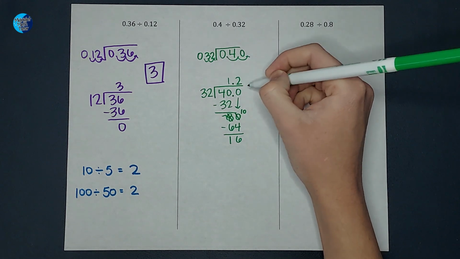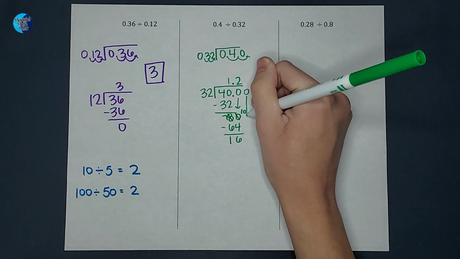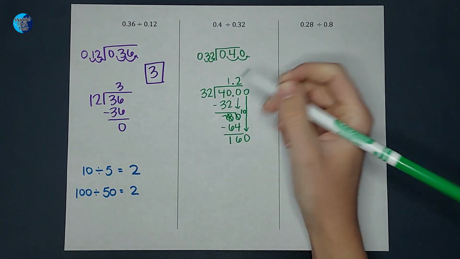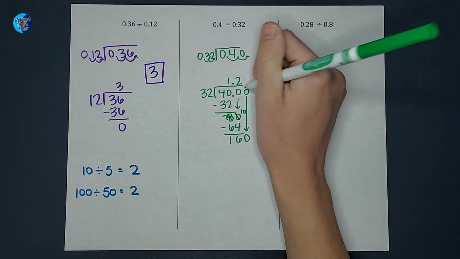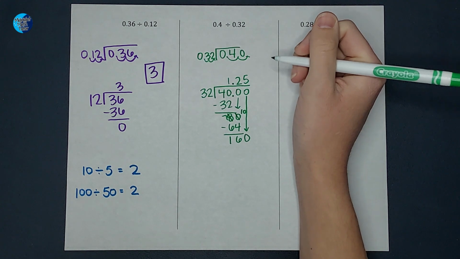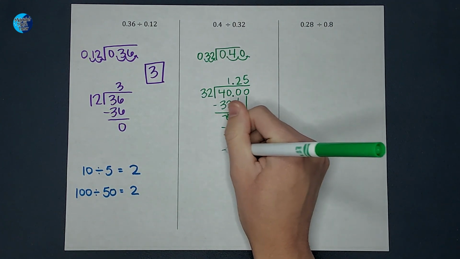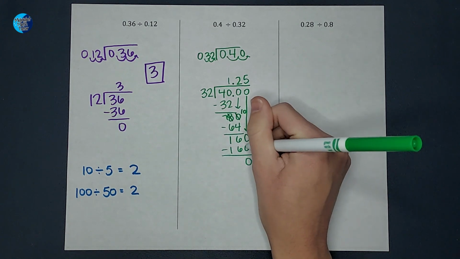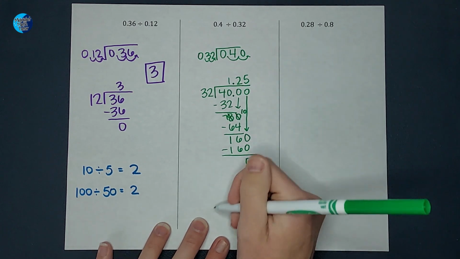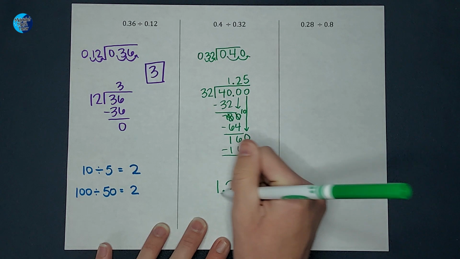Now, I don't want to do 1.2 remainder 16. That'd be kind of a lame answer. So I'm going to add another 0, bring it down. How many times does 32 go into 160? It goes in 5 times. 5 times 32 gives me 160. And I subtract and get 0. Yay! So my answer, 0.4 divided by 0.32, is 1.25.